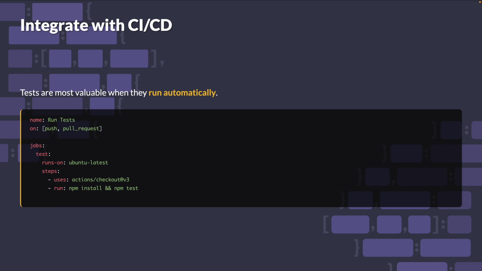You also want to integrate with CI/CD. Tests are most valuable when they run automatically. You can integrate your tests with your CI/CD pipeline so they run on every code change. KaneAI actually makes this pretty easy with its API. You can trigger test runs from GitHub Actions, Jenkins, or any CI tool.